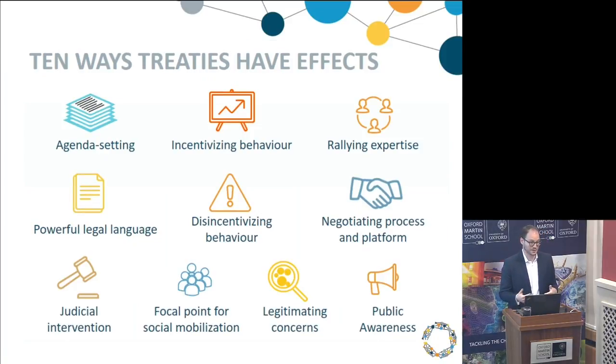And in fact, it very much aligns with quite a few different theoretical frameworks around how international law can have effects. Here's just 10 examples of different ideas that have been put forward in the literature that have been very helpful around identifying how treaties could possibly have real world outcomes. And from here, just to go through them very briefly, international laws can help set agendas. They can provide powerful legal language that people can use to claim results or seek judicial intervention. International laws can have provisions that either incentivize certain behaviors or disincentivize certain behaviors. They can provide a focal point for social mobilization. They can legitimate certain groups' concerns when previously maybe they weren't legitimated. They can serve as a rallying point for networks of expertise.